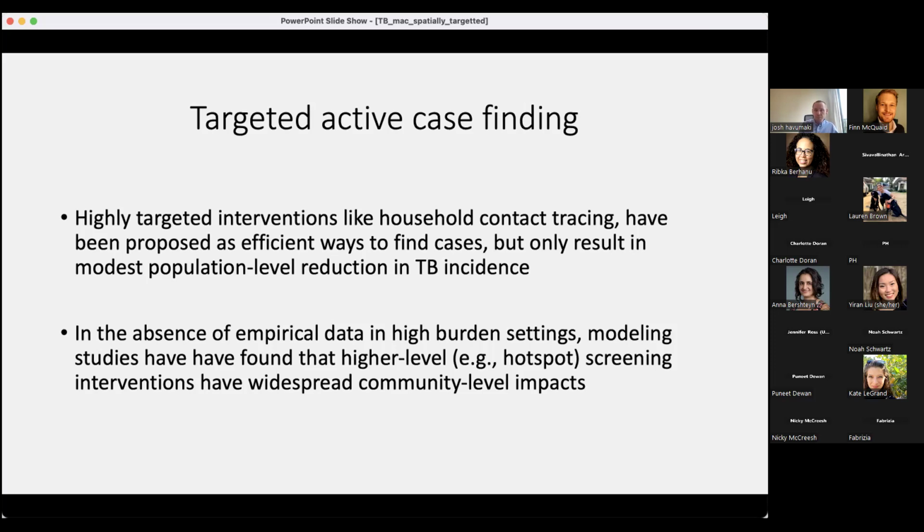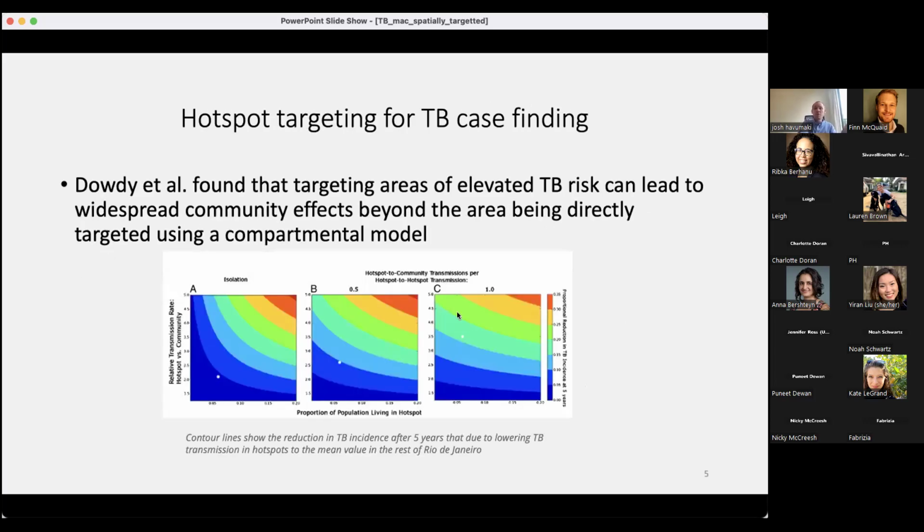incidence. And there's also an absence of empirical data when we're talking about spatially targeted active case finding interventions. There have been some modeling studies about this, and they've found that if you target higher level, let's say hotspot areas, so neighborhoods where there's a high prevalence or incidence, that could potentially have widespread community level effects on TB epidemiology. This is an example of one of the modeling studies, by Dowdy et al.